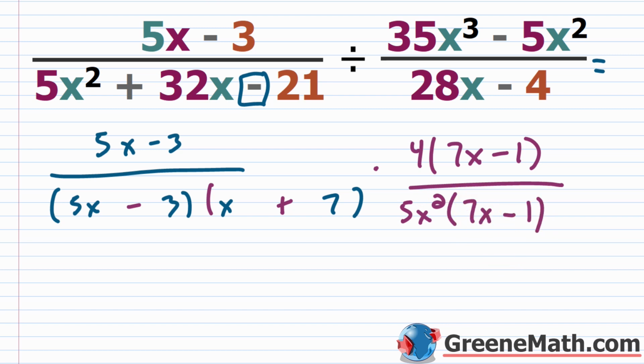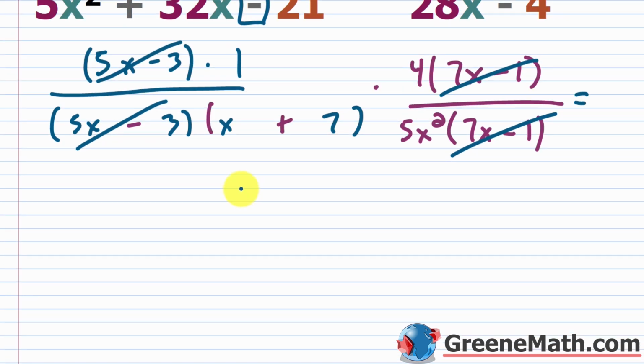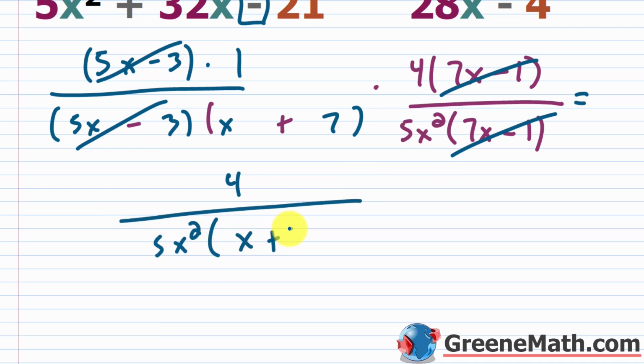So what can I cancel? 7x minus 1, 7x minus 1, that's gone. Then I have 5x minus 3 over 5x minus 3. If you want, you can wrap this in parentheses and put times 1 to make that more clear in terms of why you can cancel that. And then what I'm really left with, let me scroll down a little bit: for the numerator, it's just 4. For the denominator, I'm going to have this 5x squared times the quantity x plus 7.